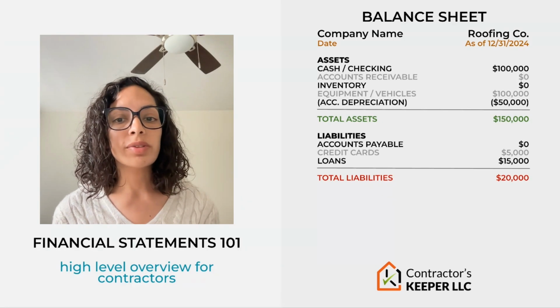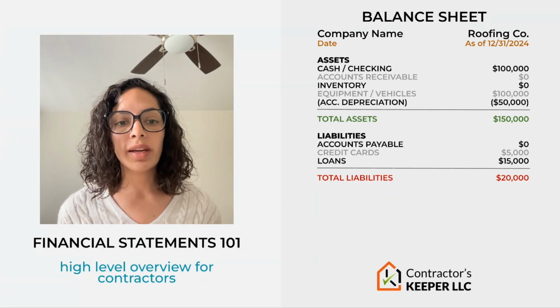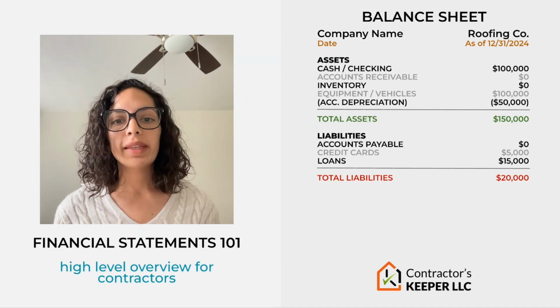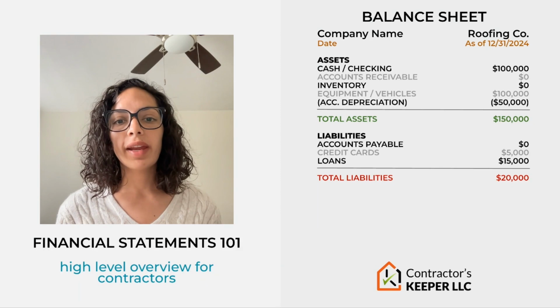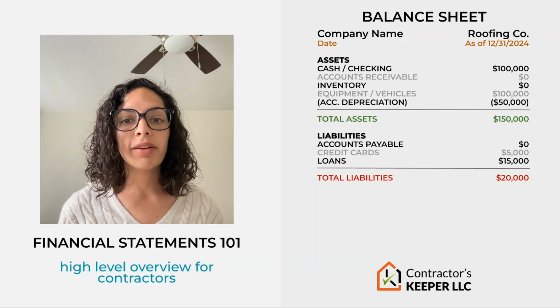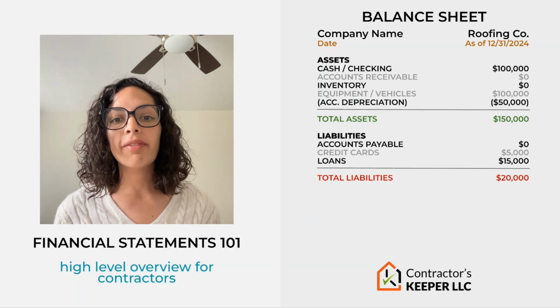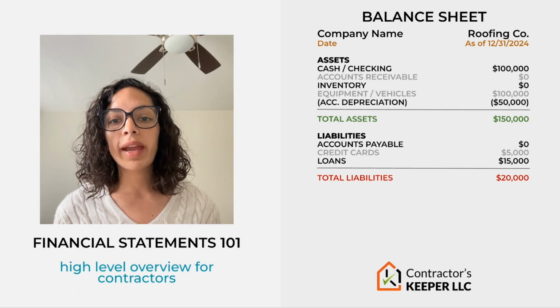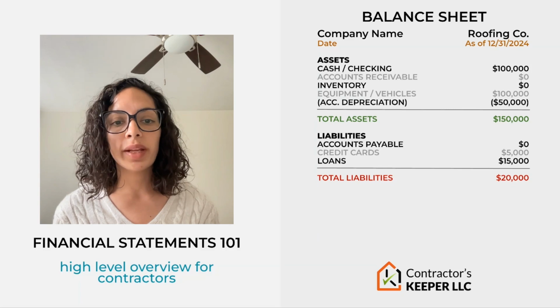Now your loans, if they last longer than a year, then those would fall under long-term loans. In this example, we don't have any amount in accounts payable. We do have a credit card balance of $5,000, and we have a loan balance of $15,000. So when we add those two together, our total liabilities are $20,000.